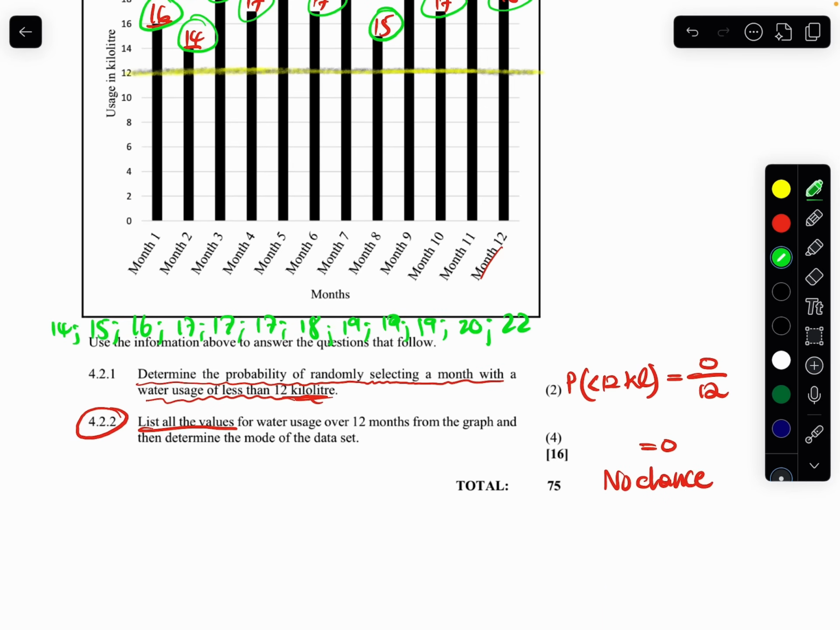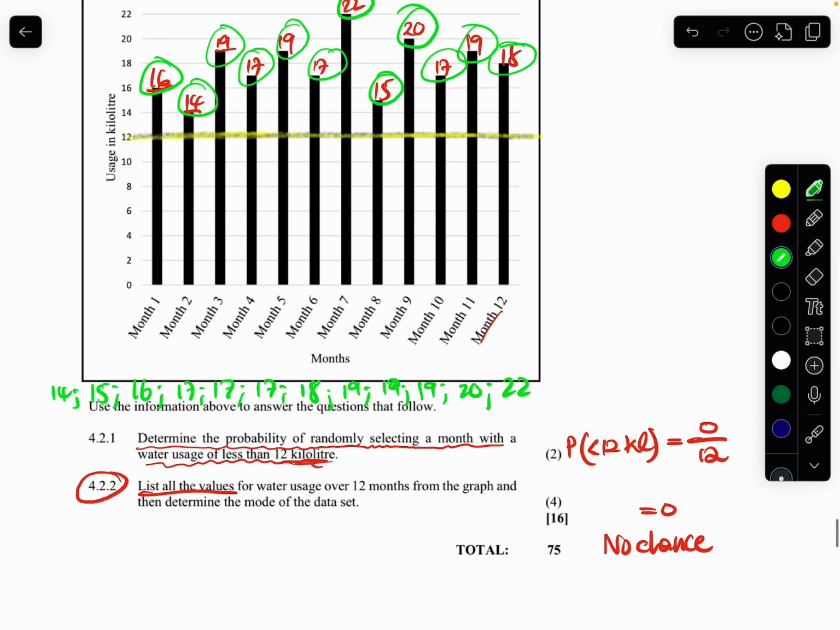Right, now it says list. We have done the list, which is right. And then it wants the mode. The mode, the modal, is the number that appears the most. So we have 3 17s, and 1 18. We have 3 19s, and that's all. So those are the numbers that appear the most. The mode here, the modal, is 17 and 19.